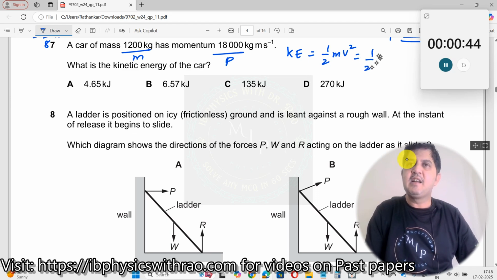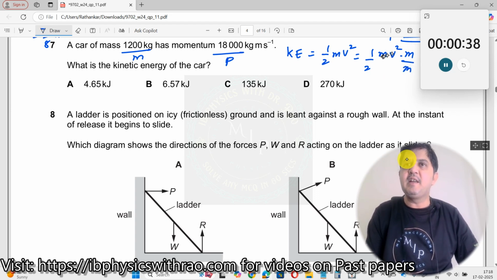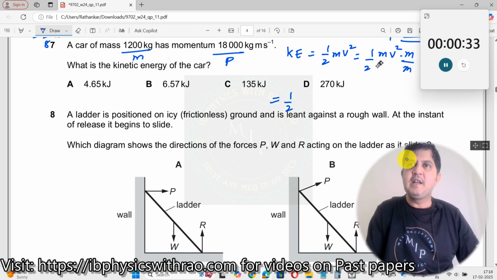So what will I do? I will write this as half into mv square into m divided by m. So these two will cancel. Why am I doing it? Because m into m becomes m square. When I do this, just a moment, you will get to know. This will be half into m becomes m square, and this will become m square v square divided by m.